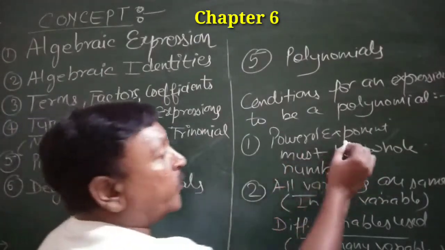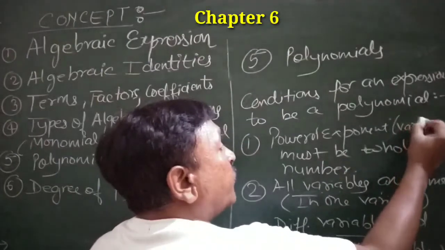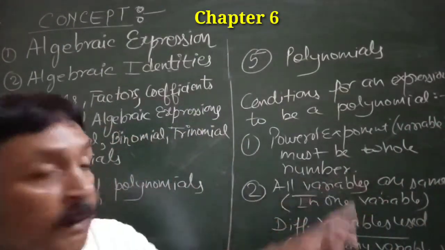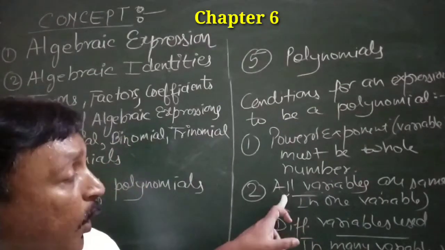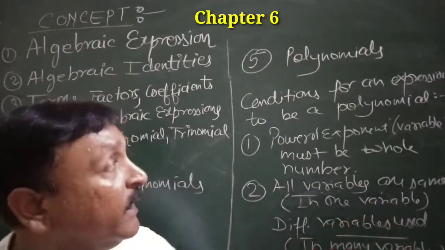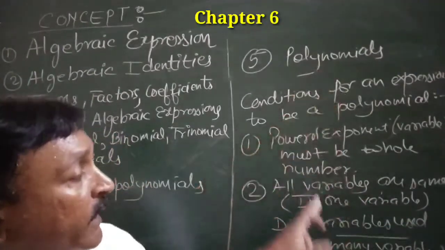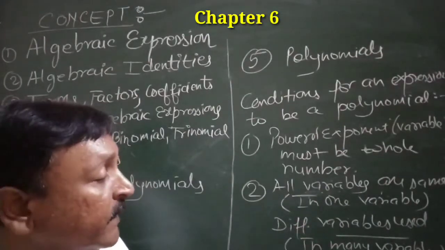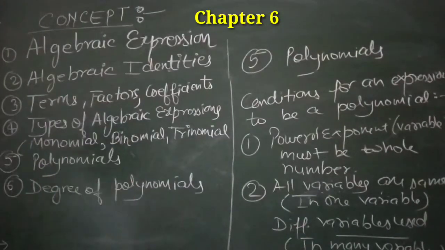So always keep these two things in mind: the power or exponent must be a whole number. Power or exponent of whom? Of the variable. Always see the variable. It must be a whole number, it must be positive. All variables are the same: if in the expression all variables are the same, then it is a polynomial in one variable. If different variables are used, then it is said to be in many variables. Okay.